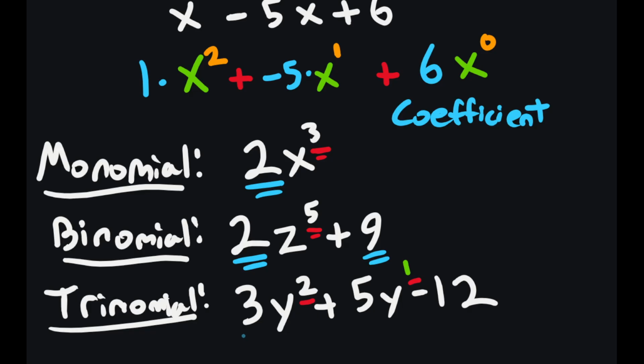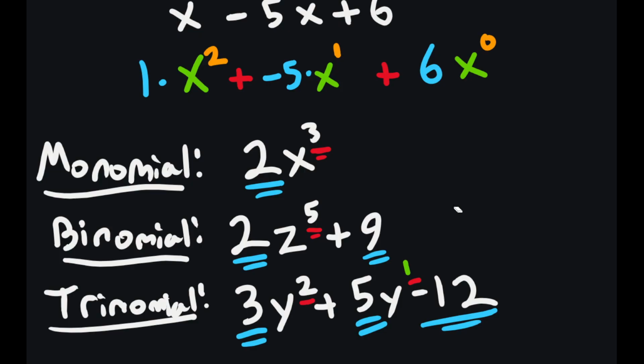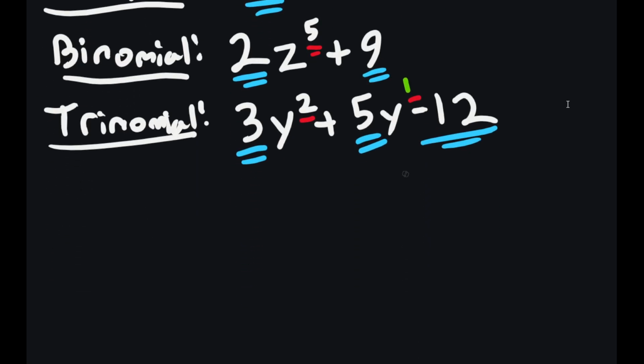And right here in this trinomial, there's a coefficient in front of this 3y squared, that's 3. And the coefficient of this 5y to the first is 5. And this negative 12 times y to the 0, which is just negative 12, the coefficient is just negative 12. So those are some important words to understand when talking about polynomials.